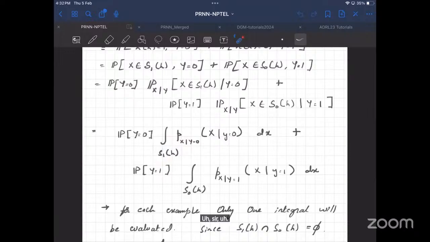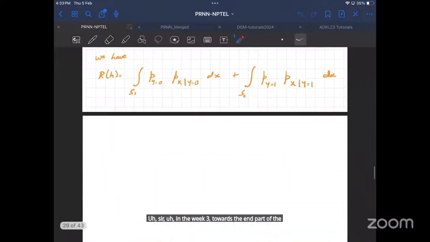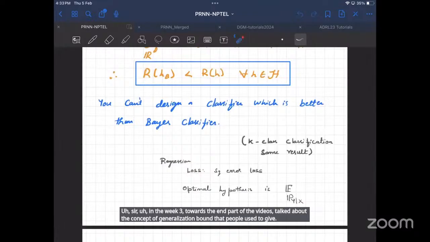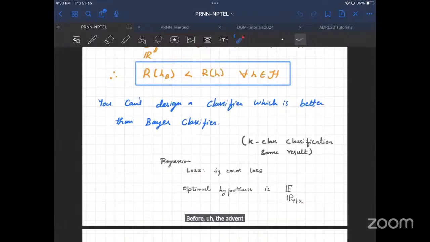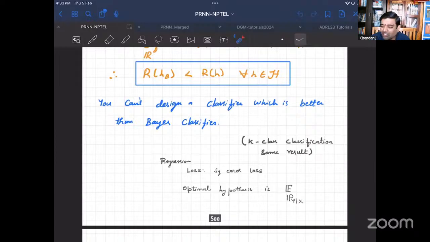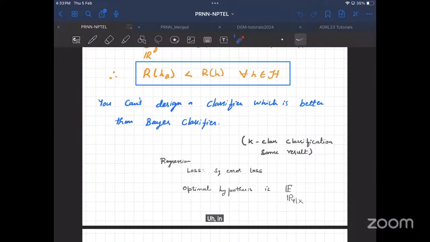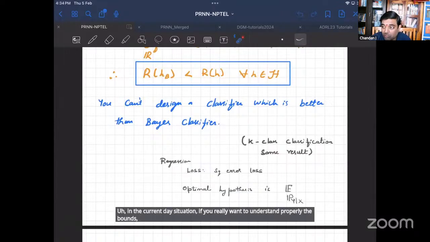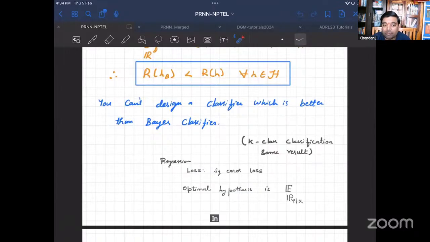Sir, in week 3, towards the end of the videos, you talked about the concept of generalization bound that people used to give before the advent of neural networks. You said the generalization bound used to be defined as an upper bound on the true risk. Could you explain that? See, don't go in that direction. It is null and void in the current day situation. If you really want to understand the bounds properly, please look at NPTEL itself.